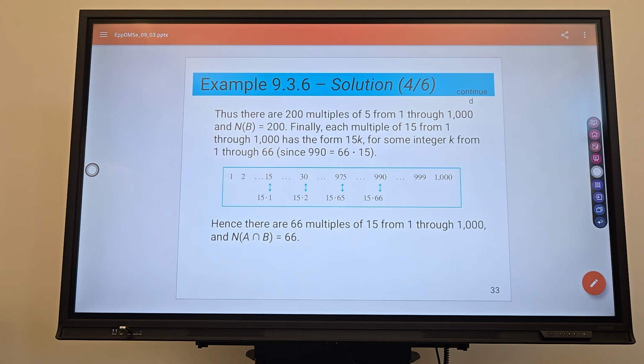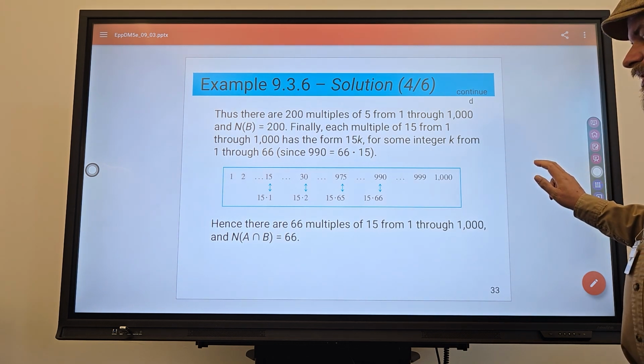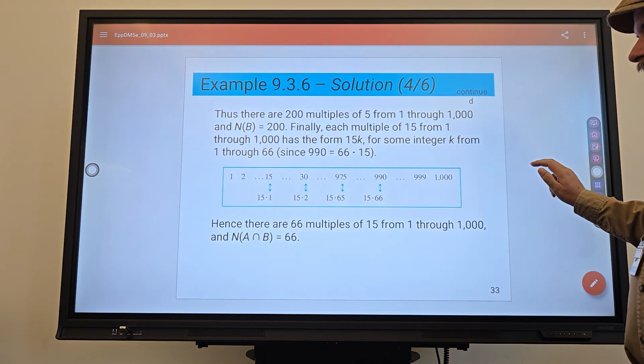Finally, each multiple of 15 from 1 to 1,000 has the form 15k for some integer k from 1 through 66, since 990 equals 66 times 15. Therefore, there are 66 multiples of 15 from 1 through 1,000. And the number of elements in the intersection of A and B equals 66.